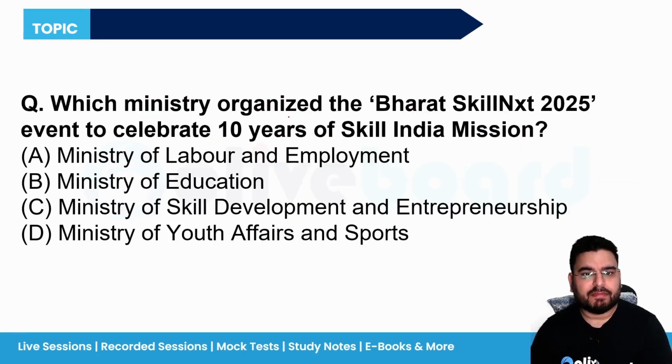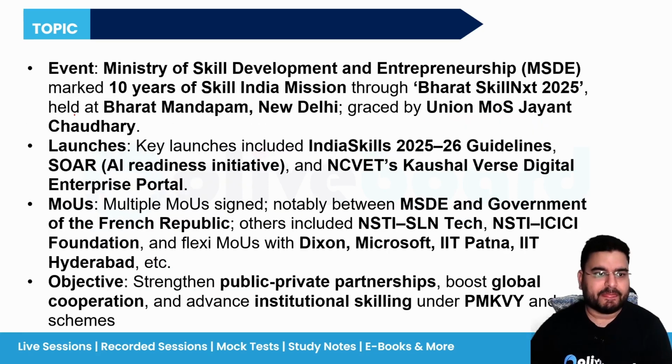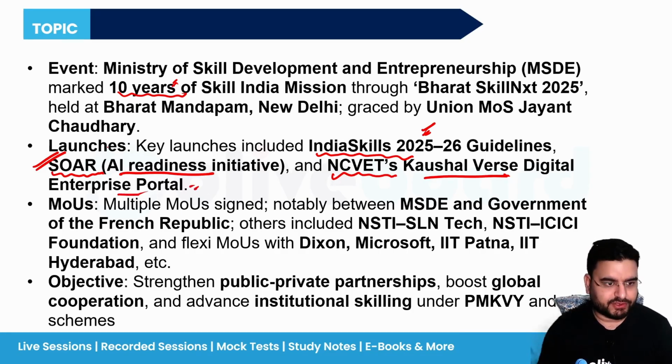So which ministry organized the Bharat Skill Next 2025 event to celebrate 10 years of Skill India mission? The correct answer is Ministry of Skill Development and Entrepreneurship. So let's see the news in detail. 10 years have been completed, so this scheme becomes very important. During this event, they have launched certain things. First was India Skills Guidelines. Next is SOAR, AI Readiness Initiative. Please remember this name, SOAR. And NCVET's Kaushal Verse Digital Enterprise Portal. So these were the things which were launched.